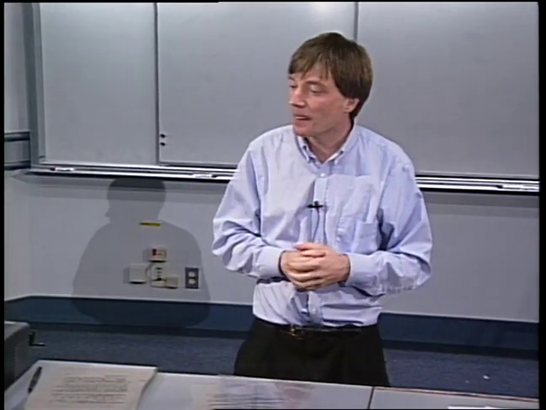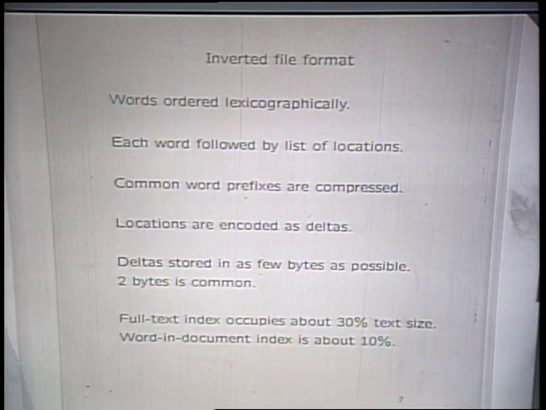So within the inverted file itself that stores the index entries, the words are ordered lexicographically. That's just so you can find them more easily by being able to do binary search. And each word is followed by a list of locations.